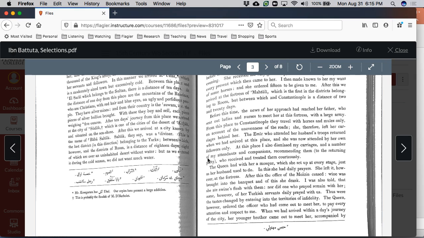So Ibn Battuta says, after this, the office of the muazzin ceased. Wine was brought into the banquet, and of this she drank. I was also told that she ate swine's flesh with them. Nor did one who prayed remain with her. Some, however, of her Turkish servants daily prayed with us. Thus were the tastes changed by entering into the territories of infidelity.